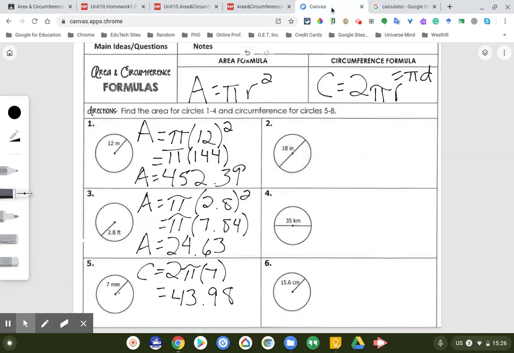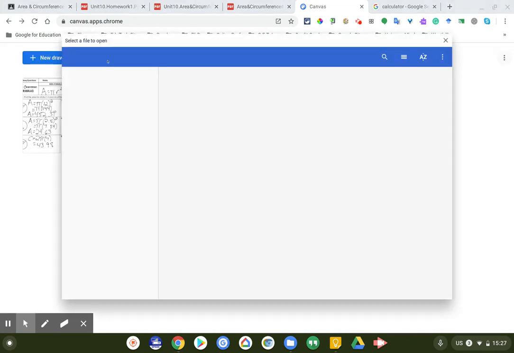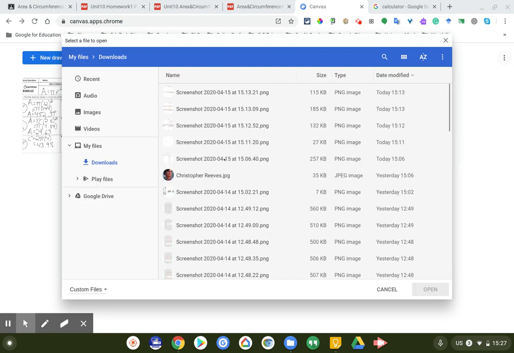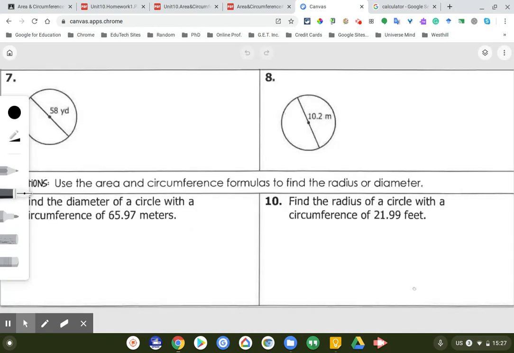Okay, so that's that one. Let's do another one here. So we're going to do new from image. And I'm going to do, hopefully, as it comes up. Five and six. Oh boy. Oh no, seven. There we go. I can't really see this.